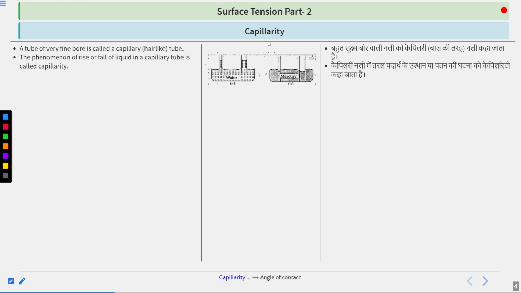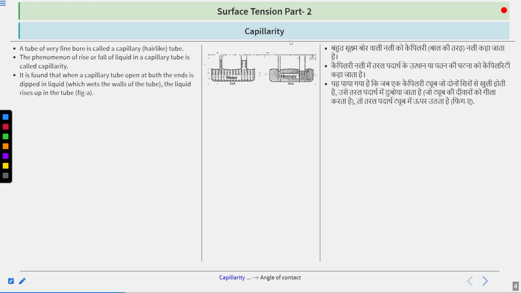So the term capillarity is actually related with the tube called capillary, and it is a very fine bore tube that is known as hair-like. And from the capillary tube, the term capillarity evolved. How? We use the tube to check the rise or fall of liquid, whether the liquid is rising in that tube or falling in that tube. And this phenomenon of rising or falling of liquid in a capillary tube is what we call capillarity.